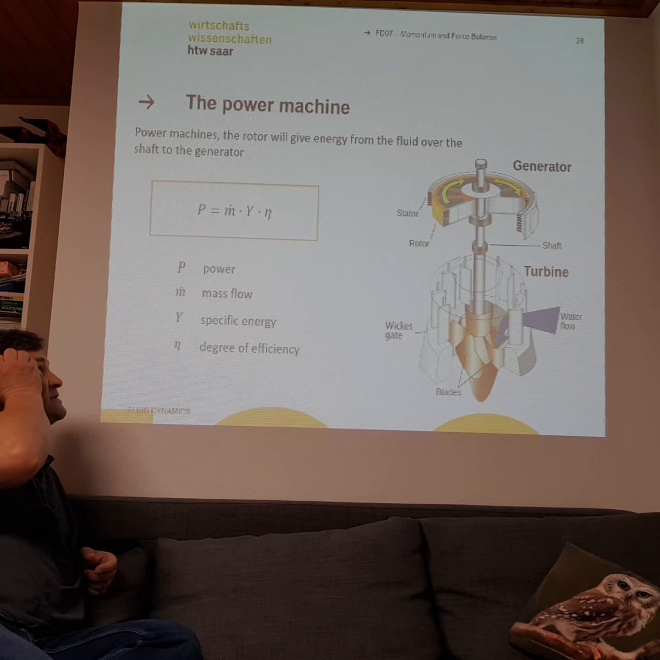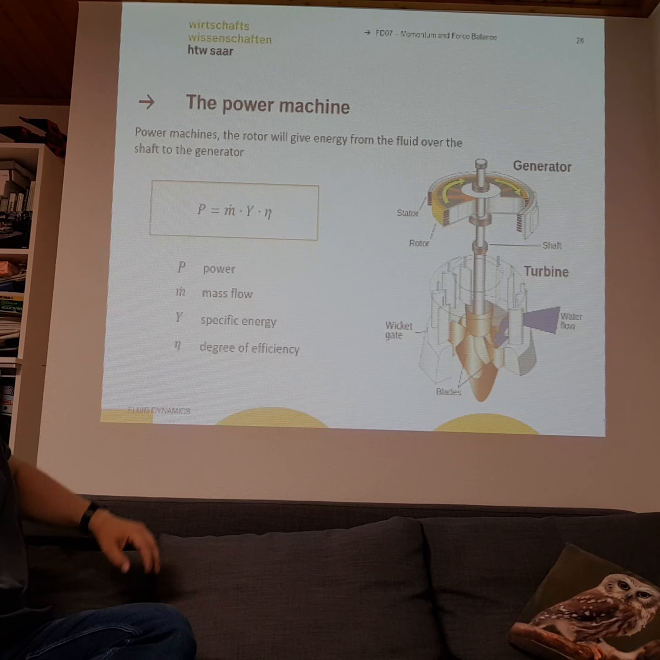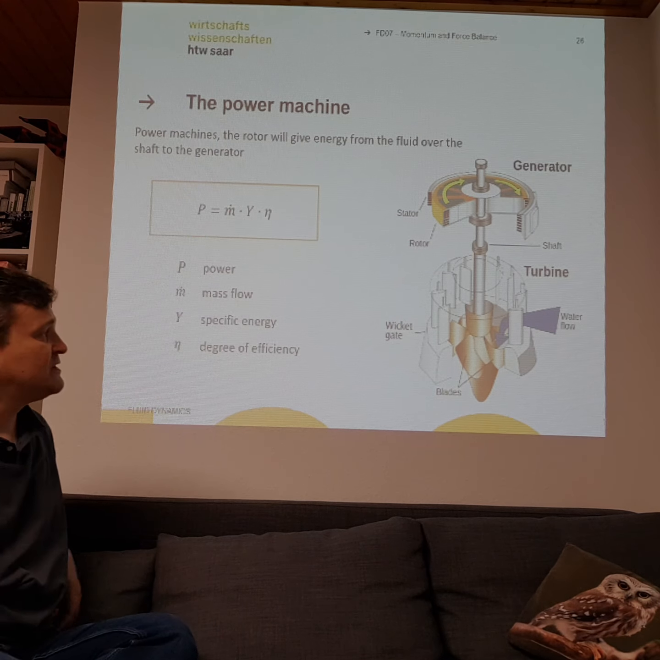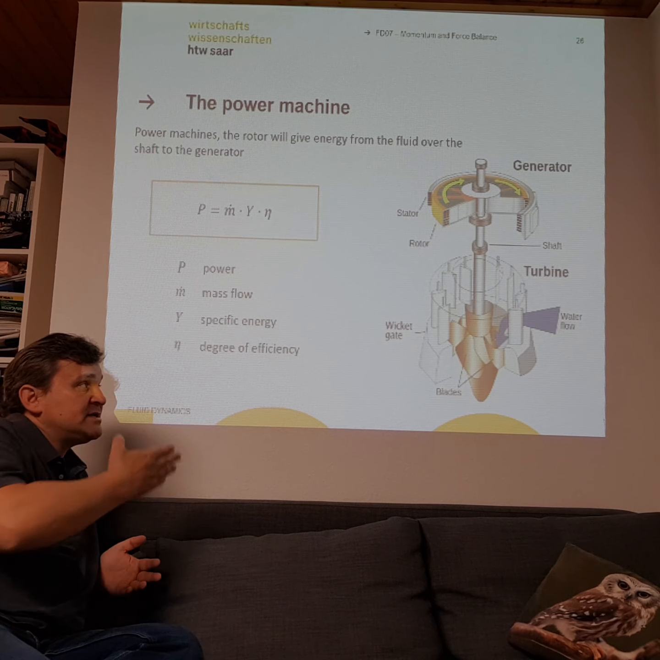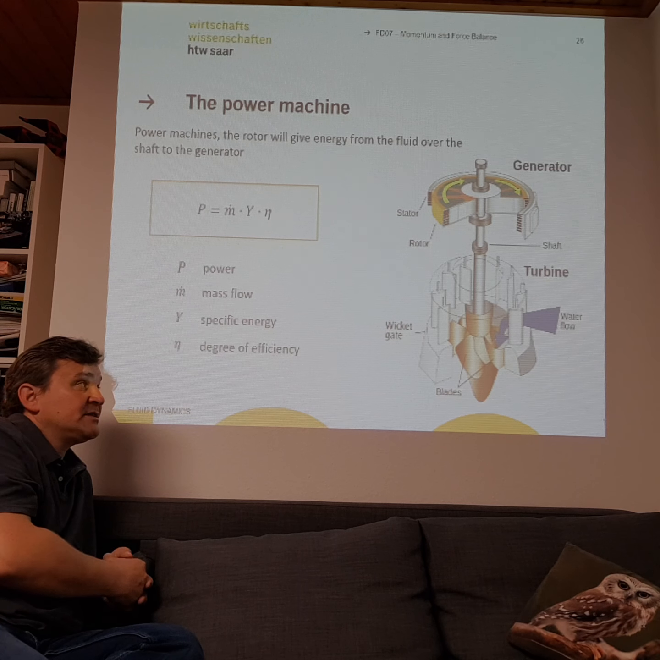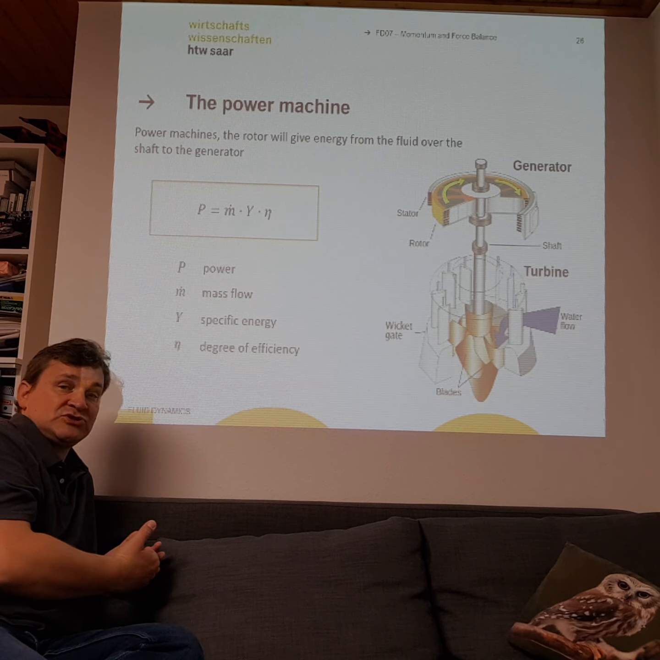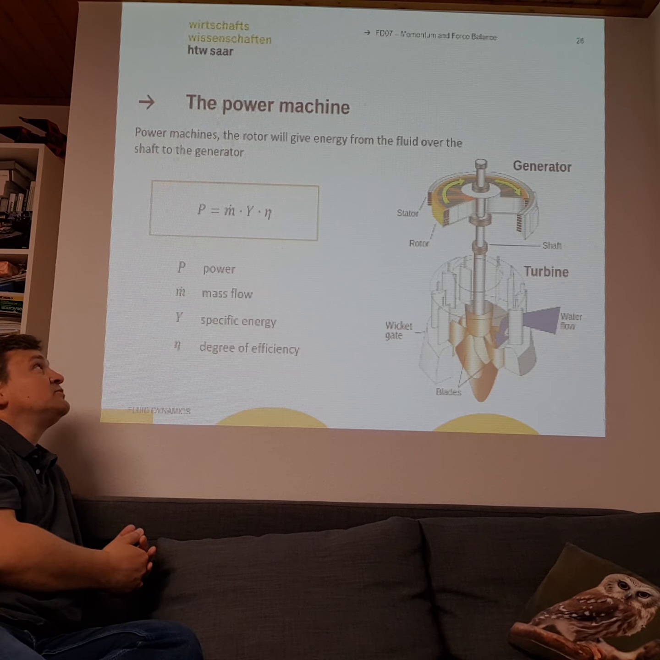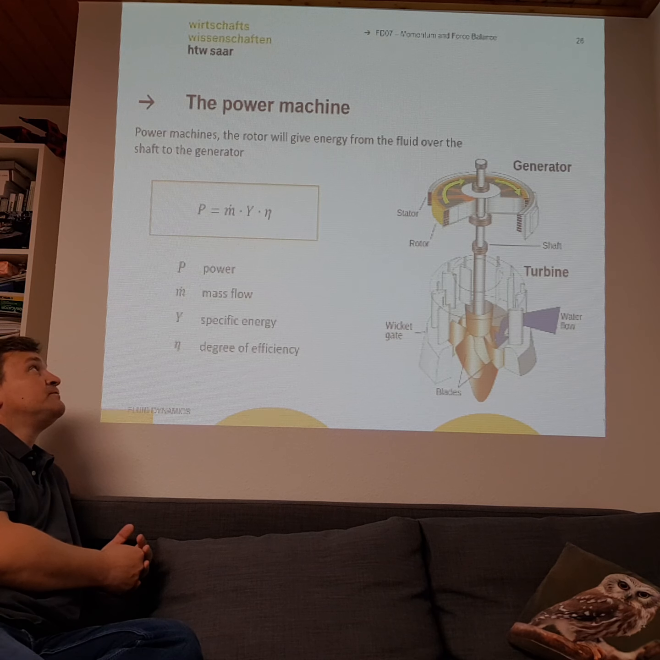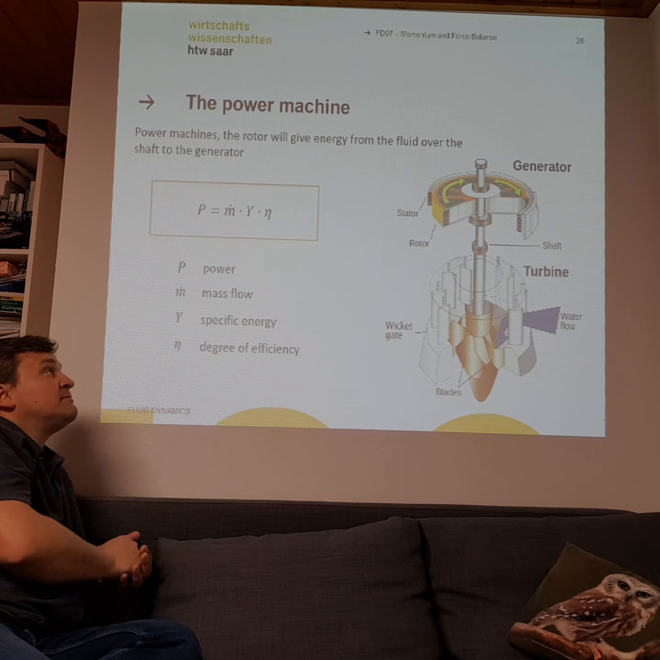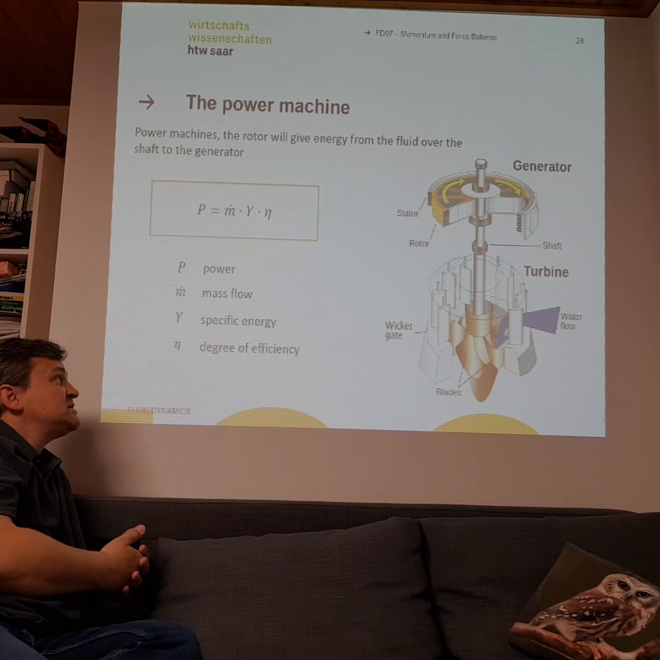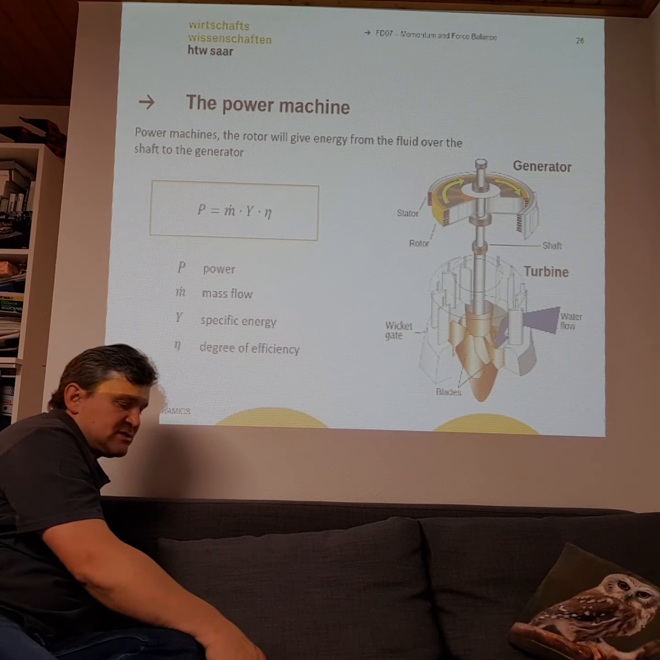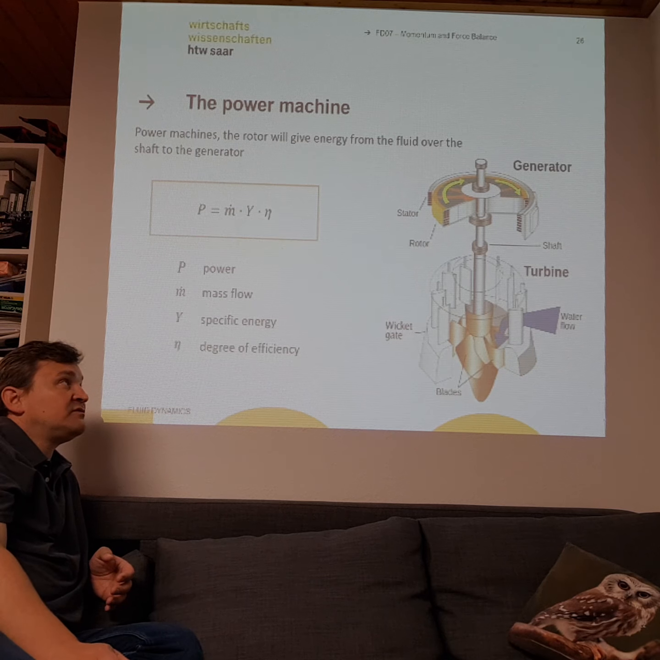And at the end, one of the last slides: if we now can calculate the forces on our blades of the turbine, then we can calculate the forces on the shaft, and based on this we can also calculate the power, and the power is the mass flow times the specific energy times our efficiency of the turbine, and then we can estimate the power we get from the fluid.